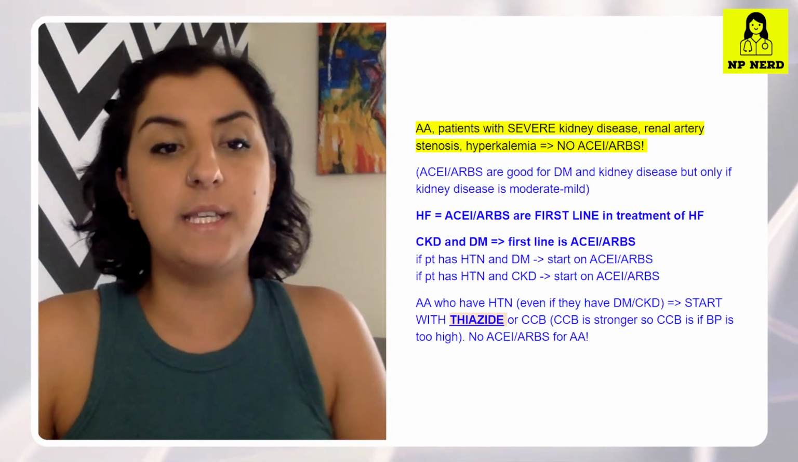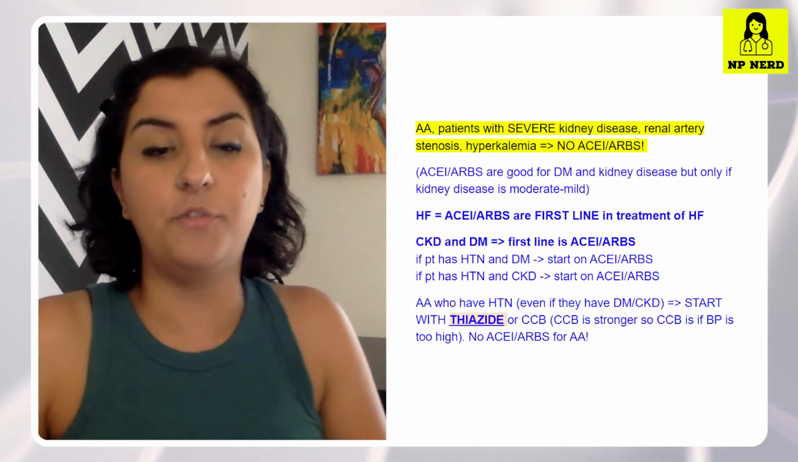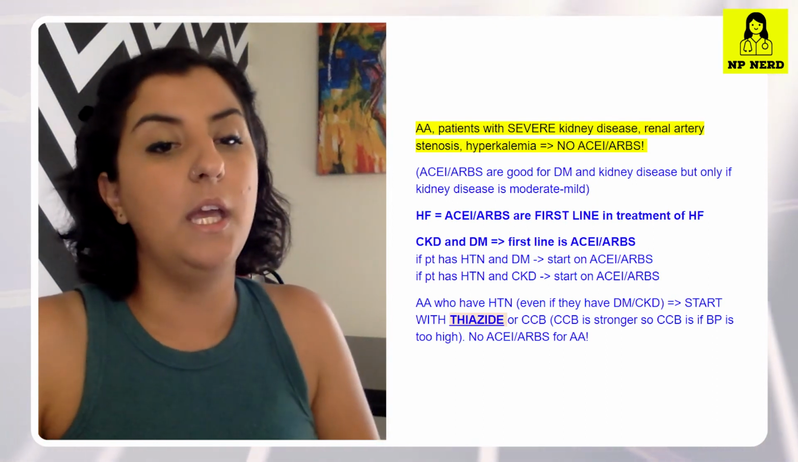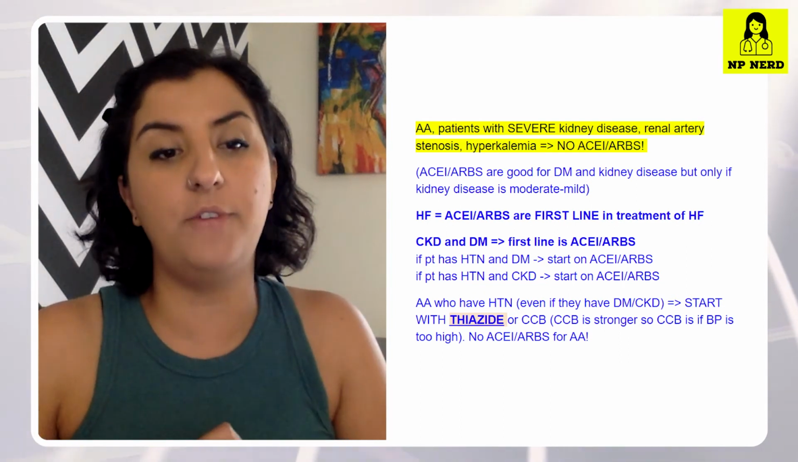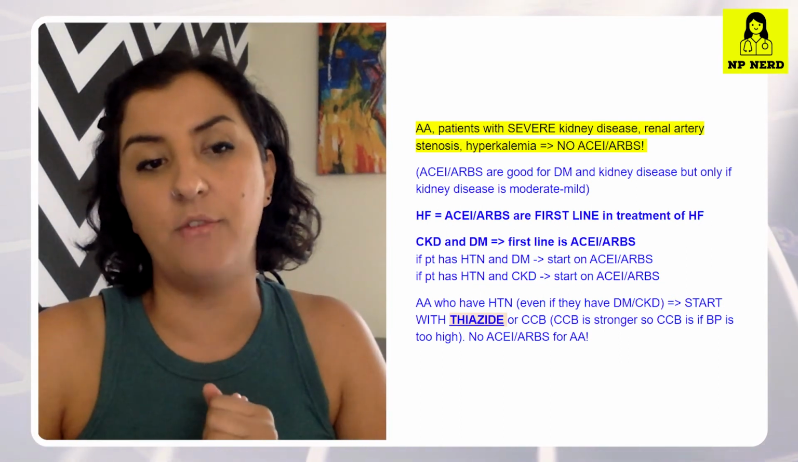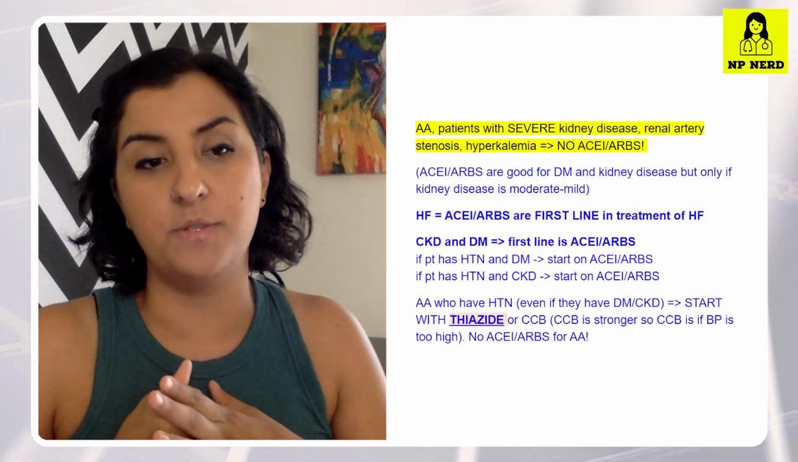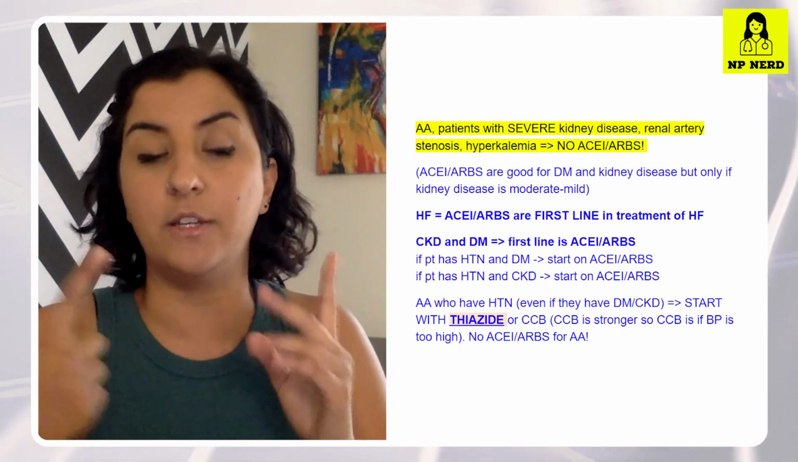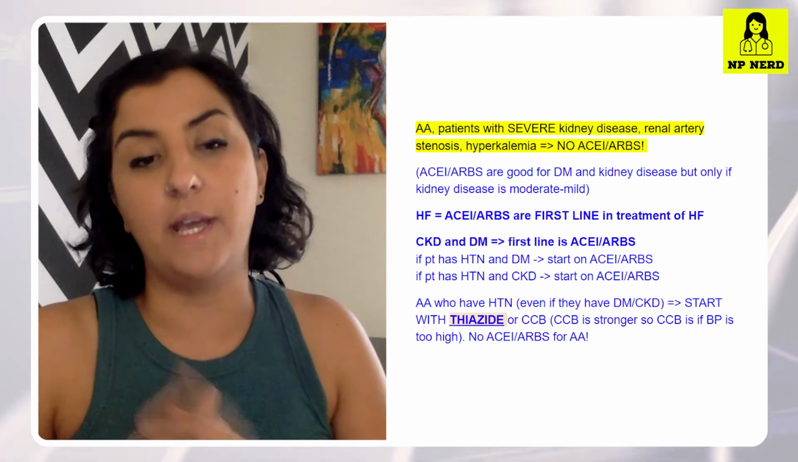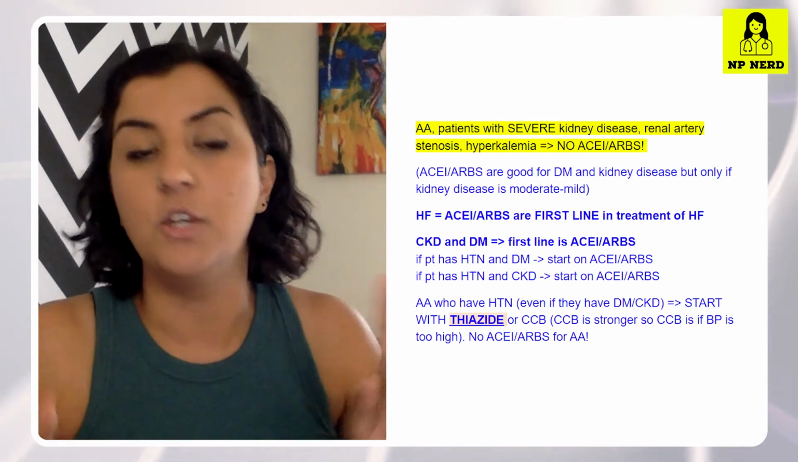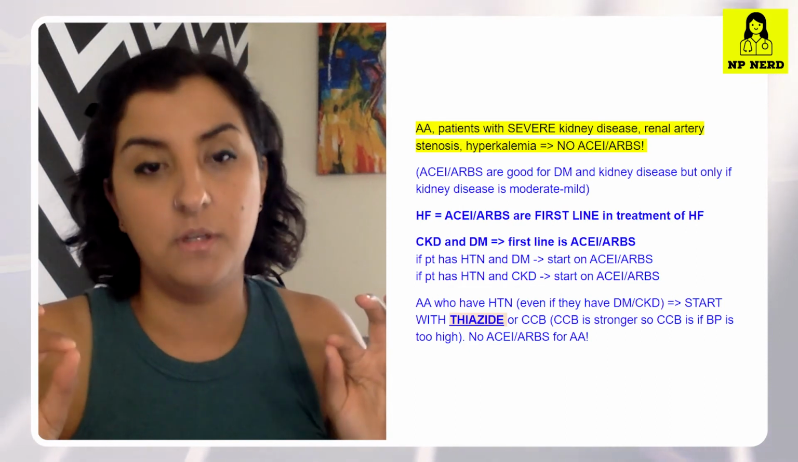If the patient has CKD and diabetes, the first line is ACE inhibitors and ARBs, okay? So this is all the scenarios that I have here. Patient has hypertension and diabetes, start ACE and ARBs. Patient has hypertension and chronic kidney disease, start ACE and ARBs. But if the patient has severe kidney disease, you don't start with ACE and ARBs, okay?